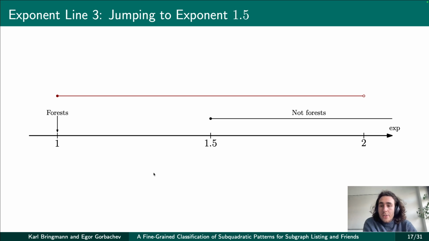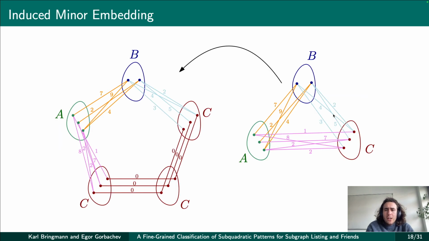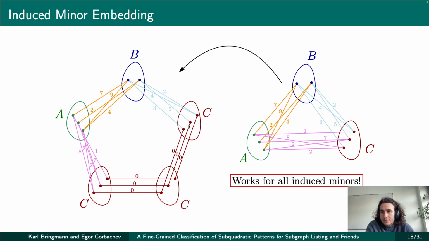Right, we know that if a graph is not a forest, its time complexity exponent immediately jumps to at least 1.5. And thus our search space is now limited to a half-closed interval from 1.5 to 2. If we now go back to our embedding of a triangle into a cycle, it's not hard to see that it can be generalized to an embedding of any induced minor. So if one graph is an induced minor of another one, then the time complexity of the larger one is at least the time complexity of the smaller one.